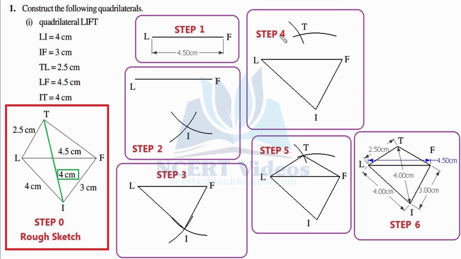Now in step number 4th, we will readjust the compasses at a distance of 2.5 centimeter from L, and we will put our needle over L and construct this arc. Again, we do not know the distance of this line segment TF, but now we have located I and we know the distance from I to T is 4 centimeter. So we will readjust the compasses at a distance of 4 centimeter and put our needle over I and draw this arc. The arc should be long enough so that both these arcs intersect each other.